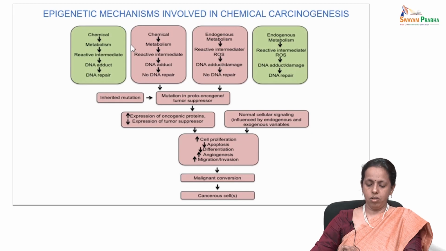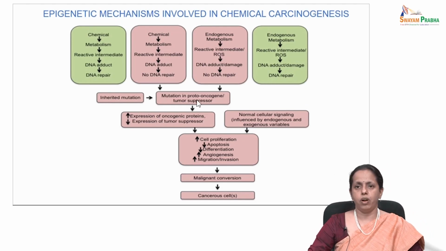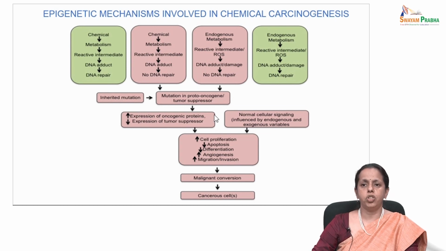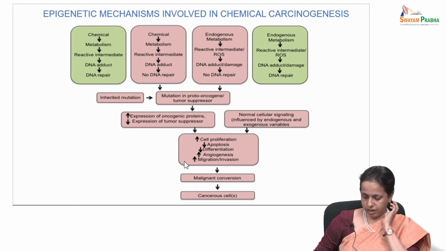So as I said, chemicals can be metabolized. Usually the reactive intermediates form an adduct with your DNA. Sometimes if this adduct is not repaired, as I said, it goes through mutations. Combining these two mechanisms can lead to increased expression of an oncogene or decreased expression of a tumor suppressor. Further, there is normal cellular signaling that can be influenced by endogenous or exogenous variables. These endogenous and exogenous variables collectively alter major pathways that regulate all these processes, ultimately leading to cancer.